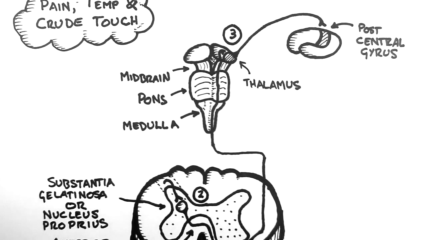And that concludes this tutorial on the spinothalamic tract. In the next video, we will be discussing the corticospinal tract, which is the primary motor pathway.